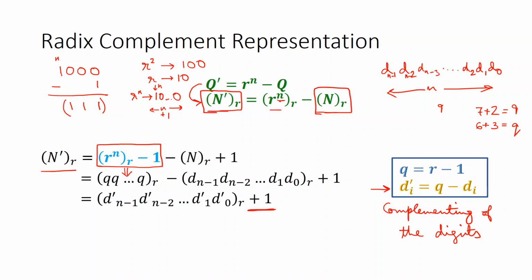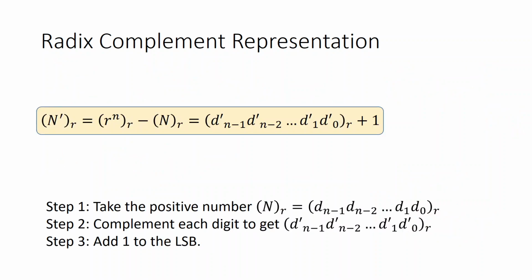In this way you can always find the complement pair. This is in radix complement representation. This is what we have shown here again. If you want to take the complement of a number, this is what you do: you simply take the complement of the digits and then add a 1.